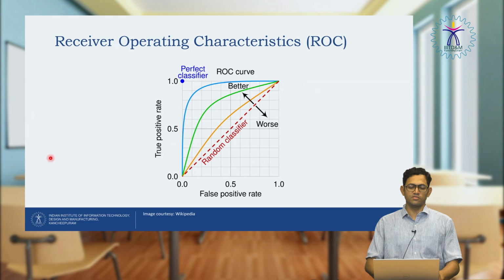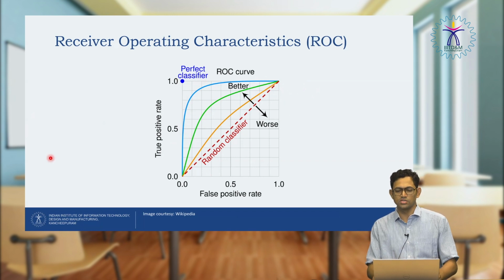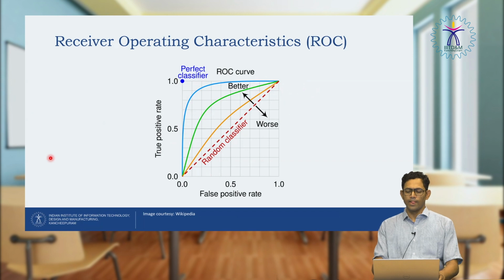Now let us try to understand how we can plot this receiver operating characteristic. This could be plotted in any computing tool, like Excel, for example.